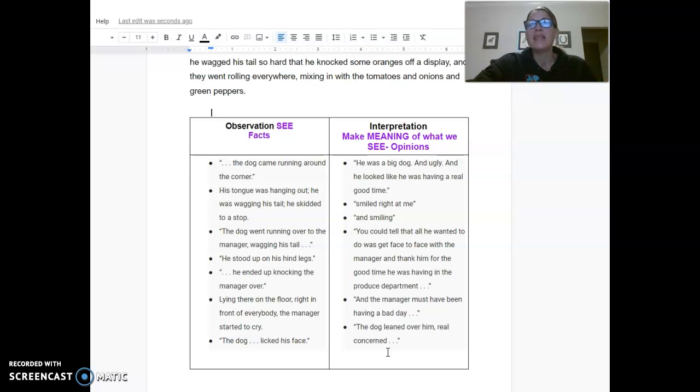So going into today's class, we're going to be doing something a little similar to this. So have your thinking caps on and be thinking about how observations lead to interpretations and how the interpretation matters depending on whose point of view we're learning from.